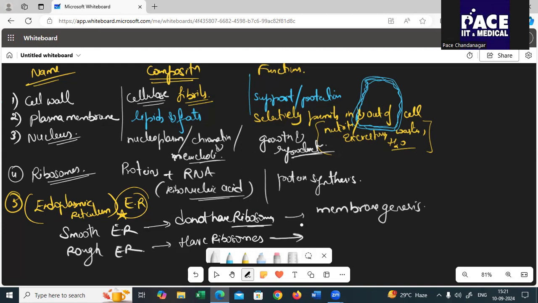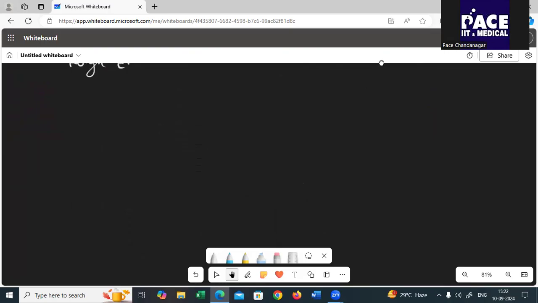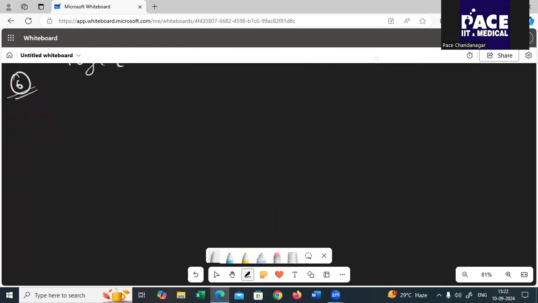And rough endoplasmic reticulum is studded with ribosomes, and they synthesize proteins. We call them protein synthesizers. So this will be your point number 5 here. Next, moving on, please write everything down in a chart like this, so as to make your studies easier while you study them.